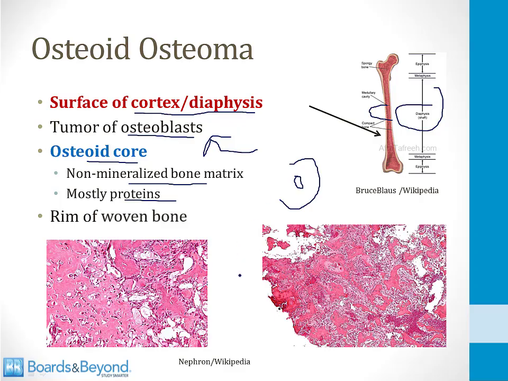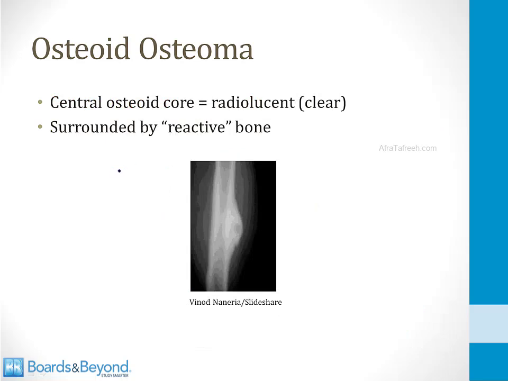That's an osteoid osteoma. Under the microscope, what you see is disorganized bone tissue and osteoid proteinaceous material like these pictures shown on the screen here. On X-ray, what you see is basically a bump on the straight part of a long bone. It will have a clearing in the middle. That's the central osteoid core, which is radiolucent, meaning clear, and it's surrounded by what's called reactive bone.